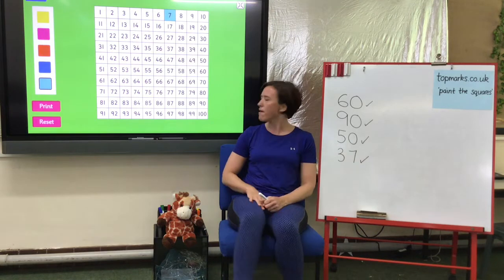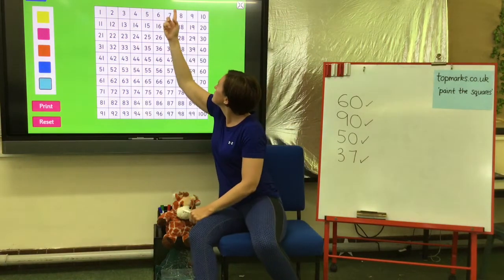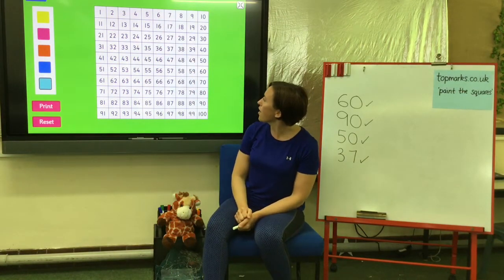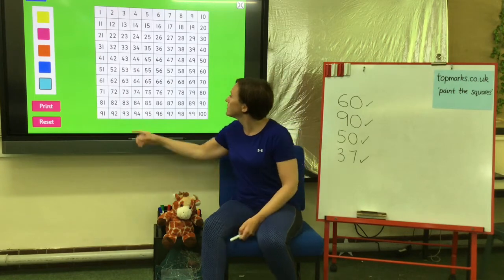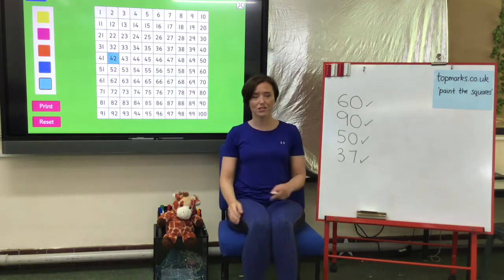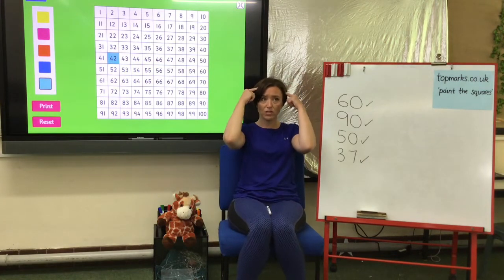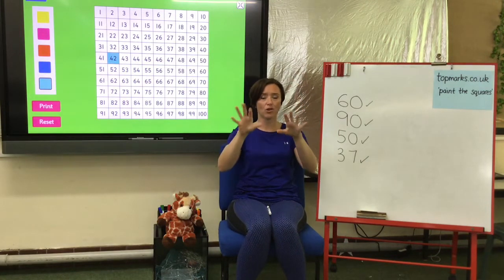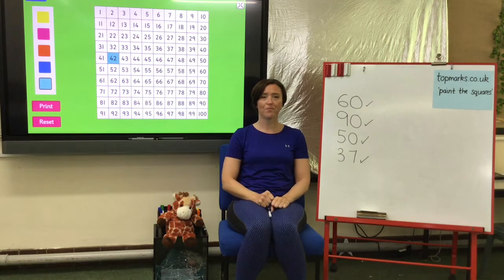This time I'm going to pick a totally different number to start from. So we're not starting from 7. Let's go from 42. Okay, so 42 is going to be my starting number. So I'm going to do 42 in my head and then count on 10 more. Ready?